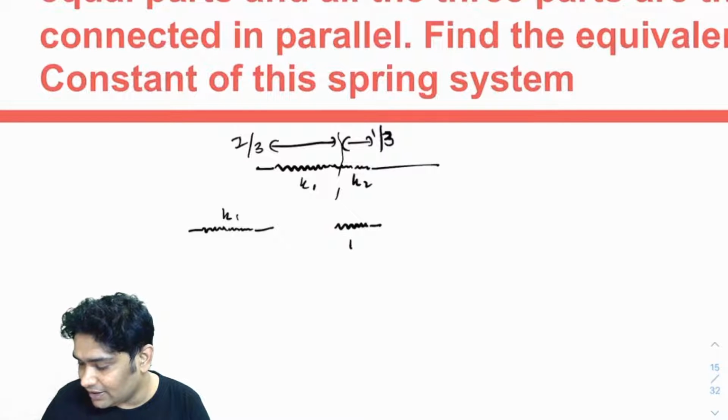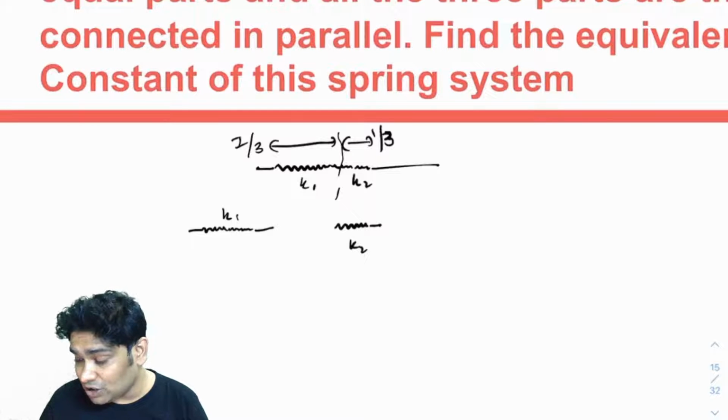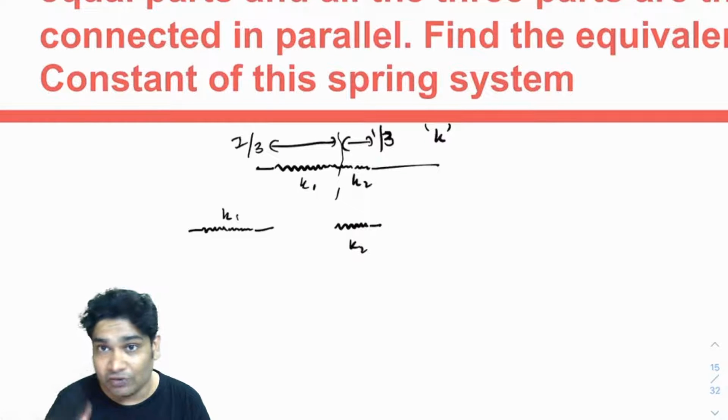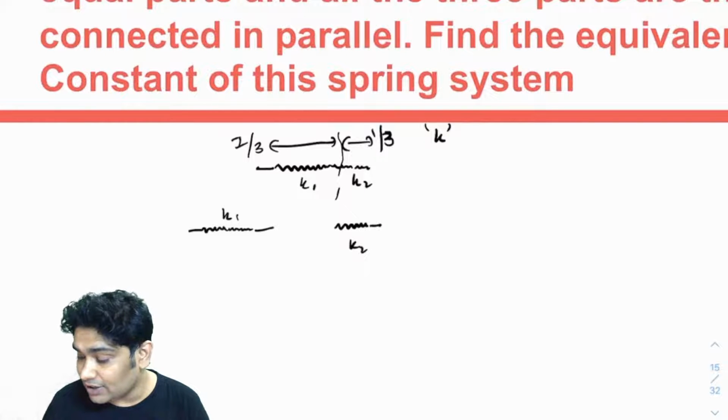Let's say this is K2. And the original spring had a spring constant of K. If the original spring had a spring constant of K, what will be the values of K1 and K2, which are essentially the spring constants of these two parts?